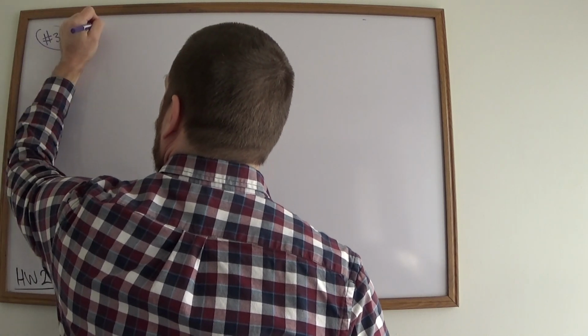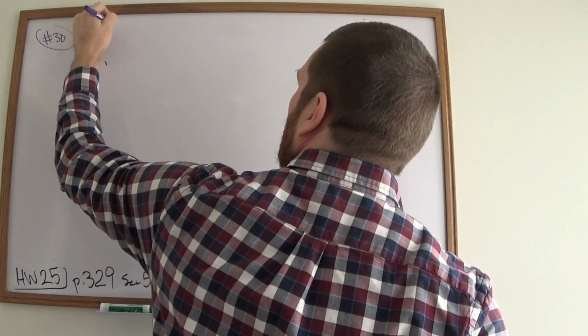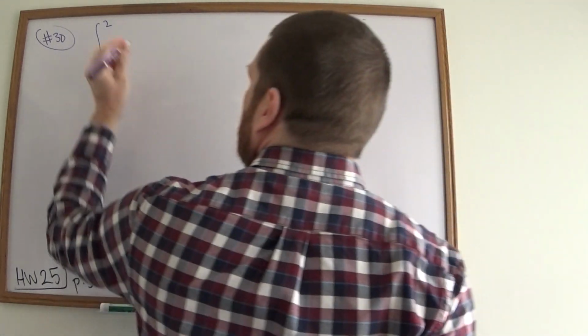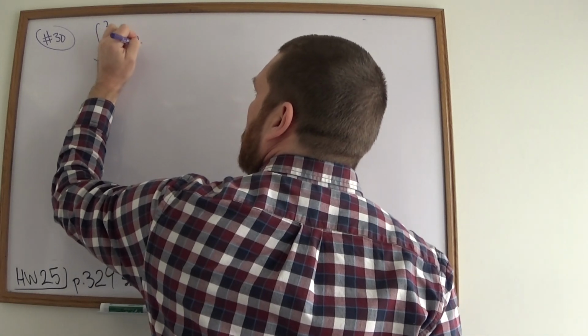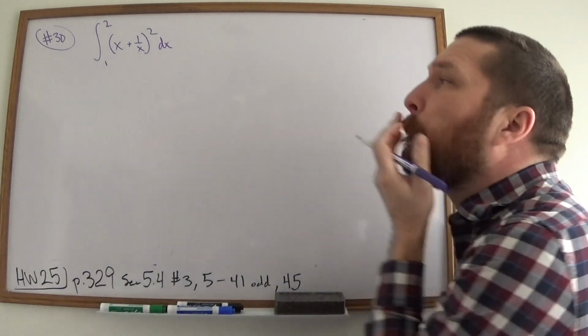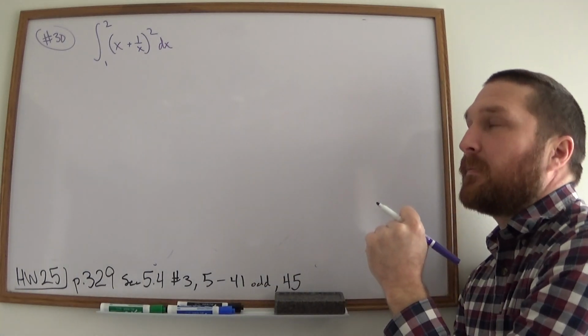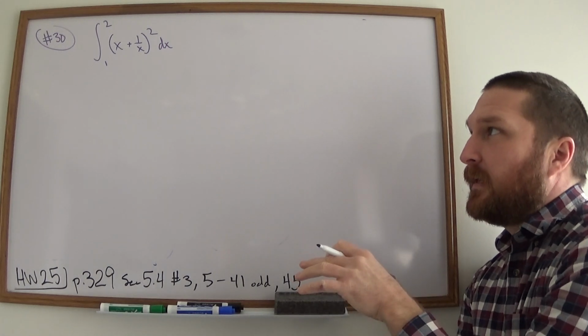The definite integral from 1 to 2 of x plus 1 over x squared dx. What do you think you want to do with that? Multiply it out. It's probably going to be that anytime you have a polynomial, right? And you have some others.